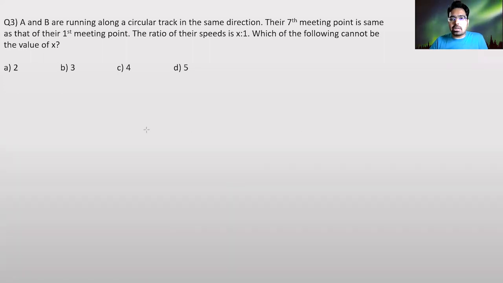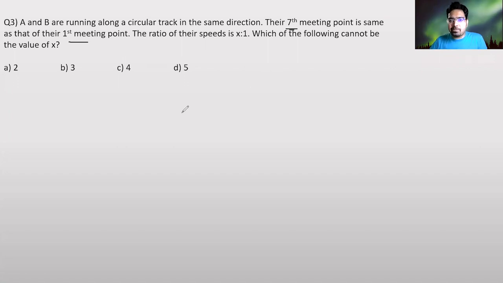Right. So let's have a look at this. The seventh meeting is the same as the first meeting. A and B are running along a circular track in the same direction. The seventh meeting point is the same as the first meeting point. They're moving in the same direction and the first meeting point is the same as the seventh meeting point.